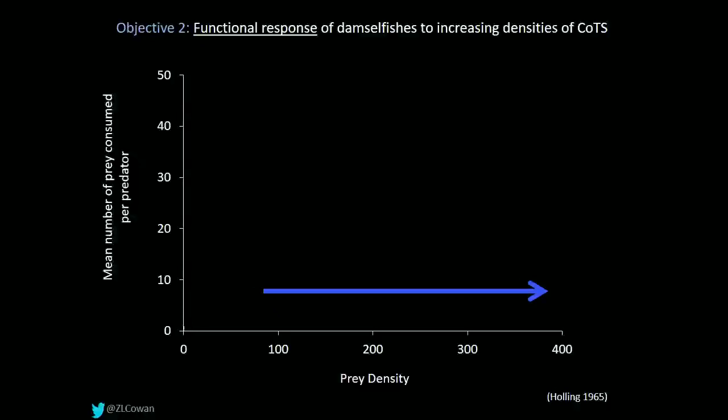So these functional responses can be categorized as type 1, type 2, or type 3, but I'll only be focusing on these type 2 and type 3 responses because predators that exhibit these types of response might be capable of breaking up an aggregation in its early stages.